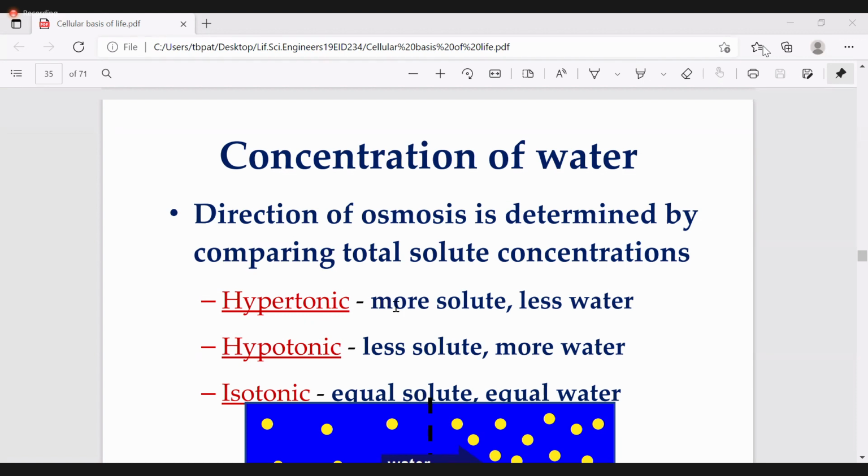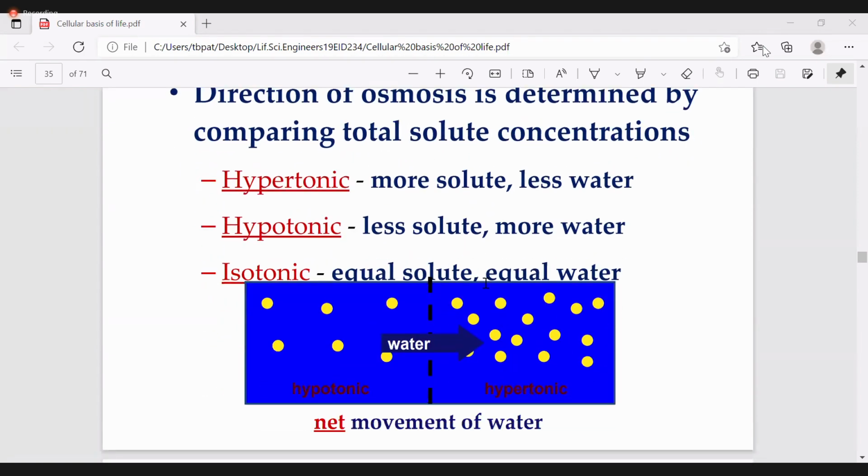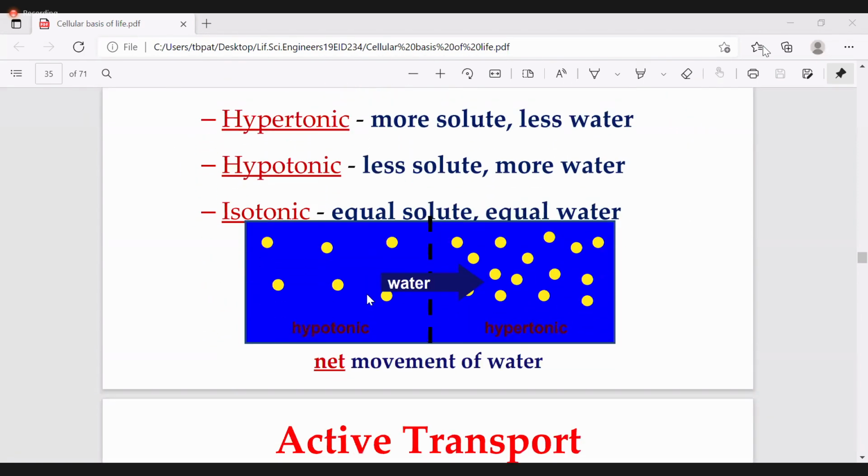Hypertonic has more solute and less water, less solvent. Hypotonic has less solute and more water; the solvent is high and the solute is low. And isotonic is where both solvent and solute are equal. The direction of the osmosis is determined by comparing the total solute concentrations. Wherever it goes beyond the level of the osmotic pressure, then we create external pressure.